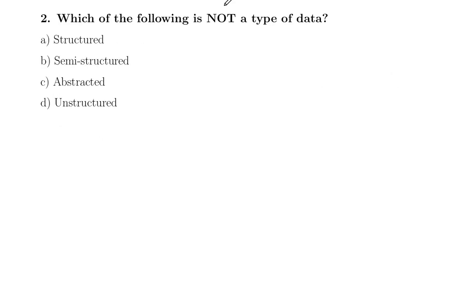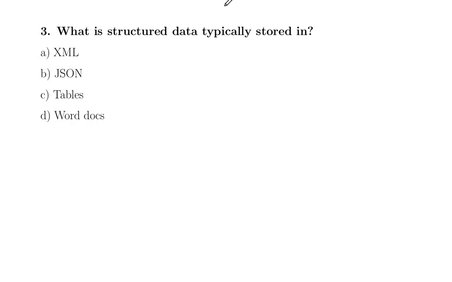Question number 2: which of the following is not a type of data? Structured, semi-structured, abstracted, unstructured. The correct option is abstracted, it is not a data type. Question number 3: what is structured data typically stored in? XML, JSON, tables, Word document. The correct option is tables. Structured data is stored in the form of tables.